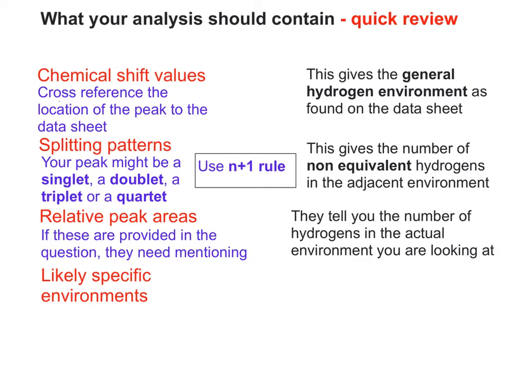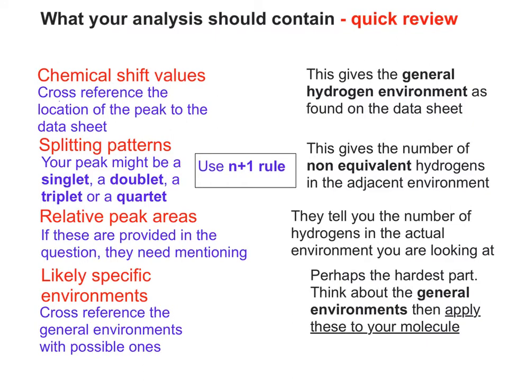So the relative peak areas may or may not be provided in the question, but if they are, you need to do something with them. What they tell you is the number of hydrogens in the actual environment you're looking at. So the final part is perhaps the most difficult part. You look at the general environments that you've located using your data sheet and then apply these across to your molecule. You'll have some information about it and you'll be able to try and deduce what they might be. By this stage you'll have already got a few marks, so don't worry if you get to this point and get stuck.